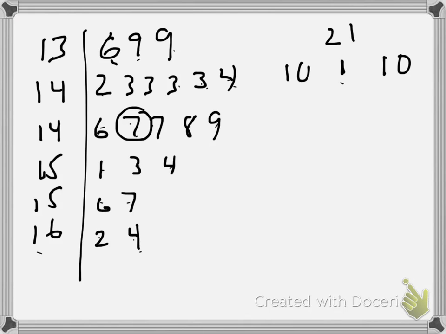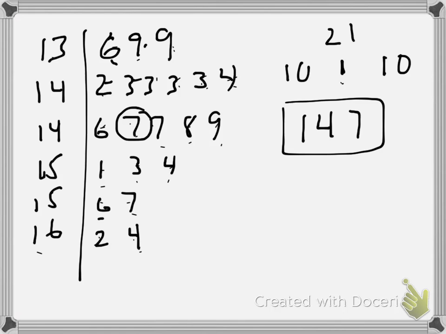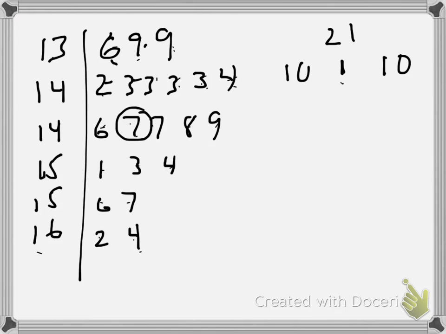So that means that is going to be our median. Once again, we have 1, 2, 3, 4, 5, 6, 7, 8, 9, 10 below, and then 1, 2, 3, 4, 5, 6, 7, 8, 9, 10 above. So the median is going to be 147, because remember we have to count this 14 with the 7. So 147. Okay.